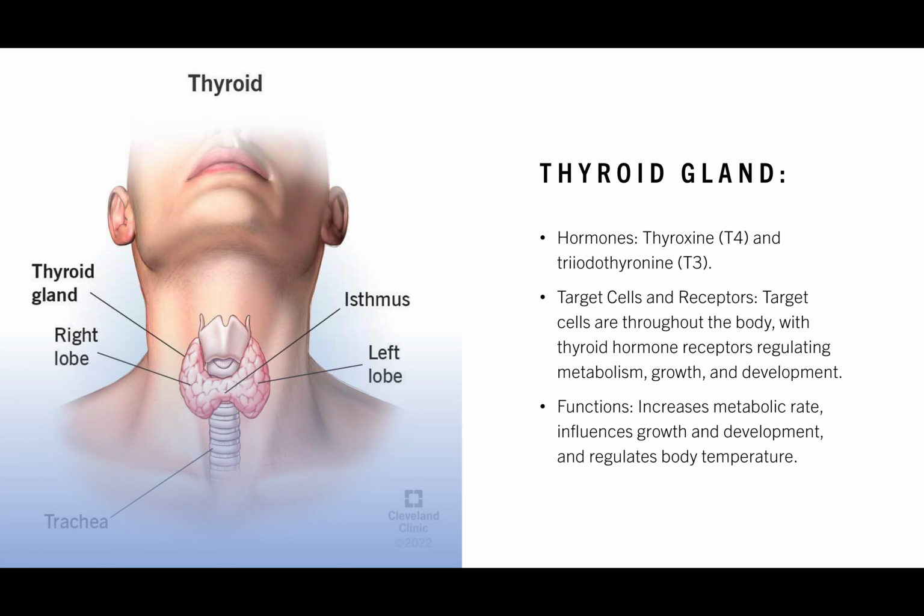Thyroid gland: thyroxine and triiodothyronine, so T4 and T3, are released by the thyroid cells. And they help with the metabolic rate. So when you have hypo and hyperthyroidism, you know what happens with your growth and development. It is hindered or affected in some way because the thyroid deals with metabolic rate mostly, and body temperature.